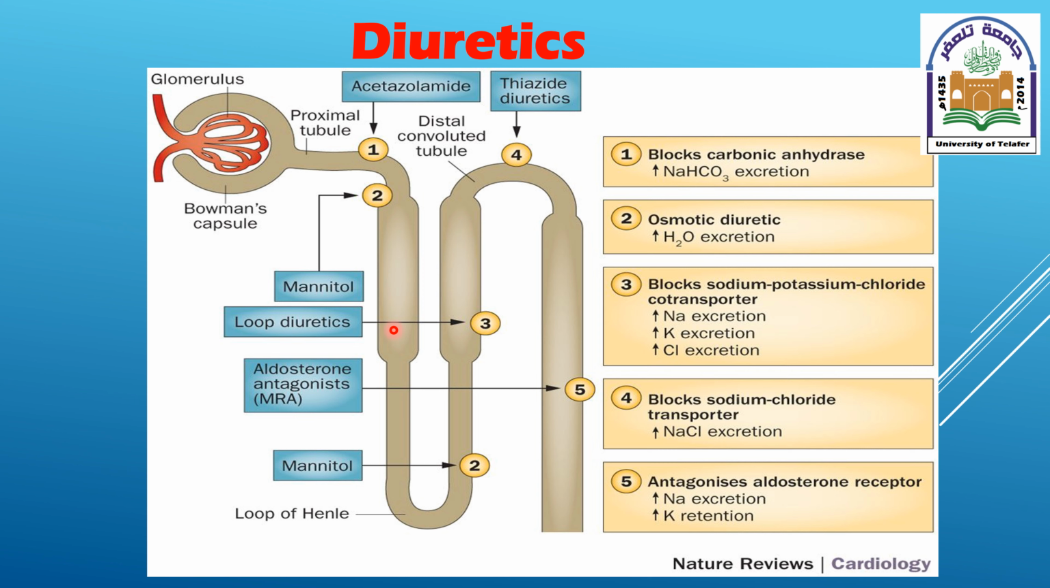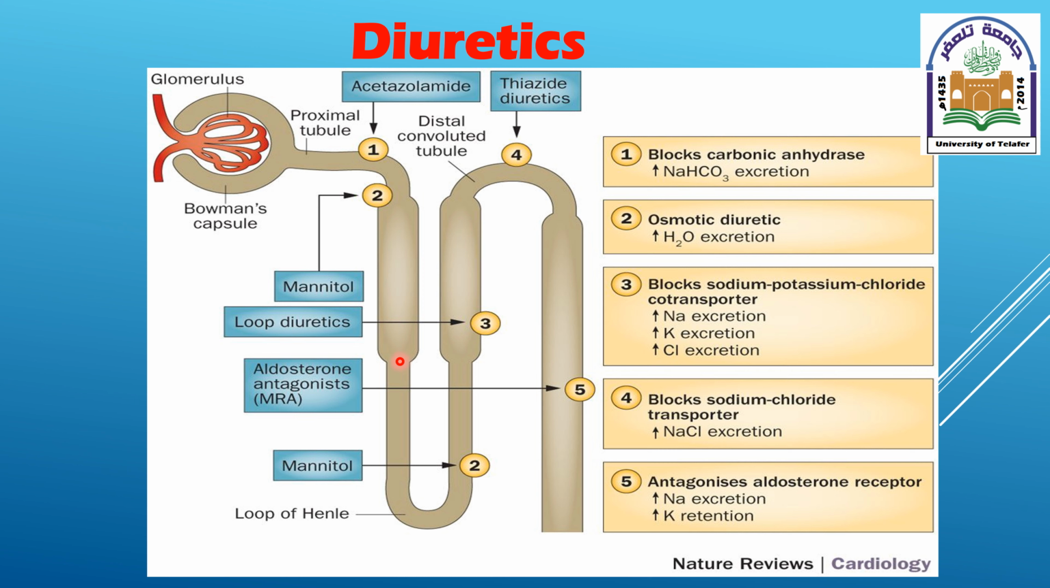There is a group of drugs which prevent reabsorption at the proximal tubules, and these include acetazolamide and mannitol. They prevent the reabsorption of water and certain molecules and ions by the proximal tubules and act as diuretics, increasing urine volume.